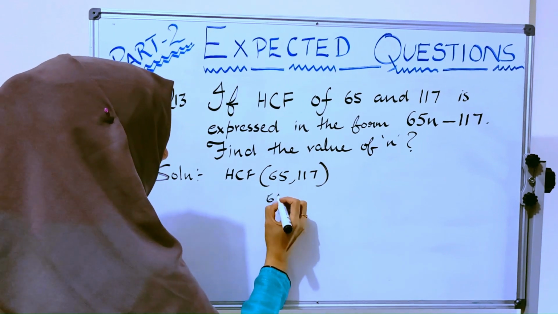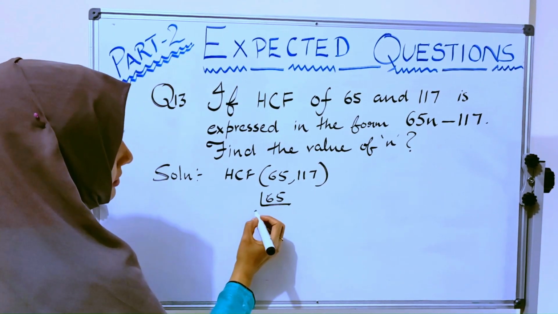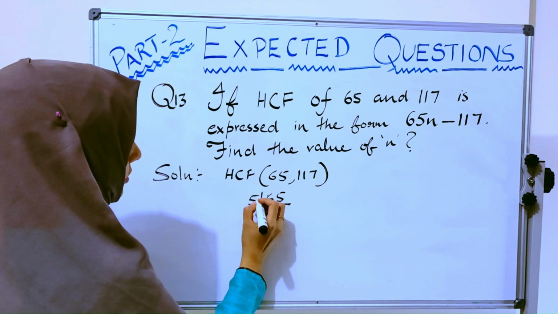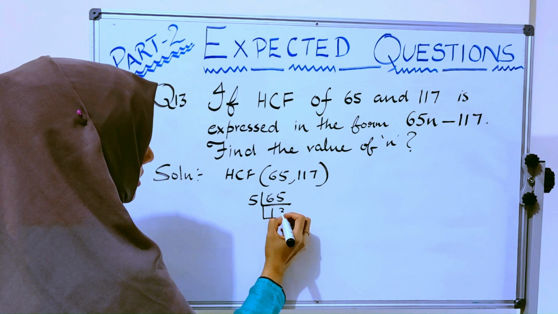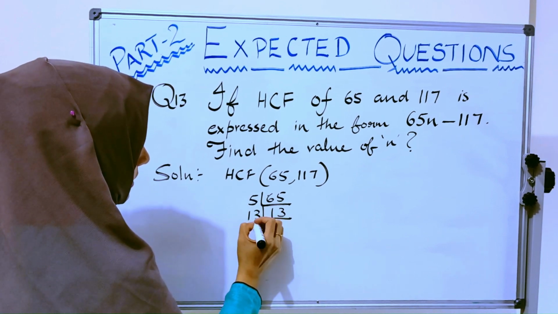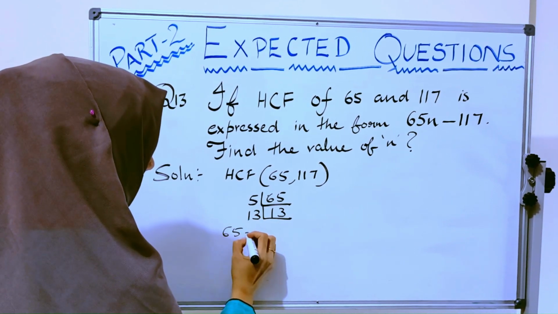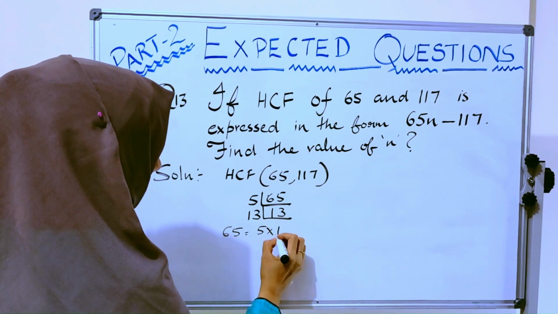Let us factorize. 65: 6 plus 5, 11. So go with 5. 6 is 1 time, difference 1, 15 is 3 times. 13 is a prime number, directly right. So 65 is equal to 5 into 13.